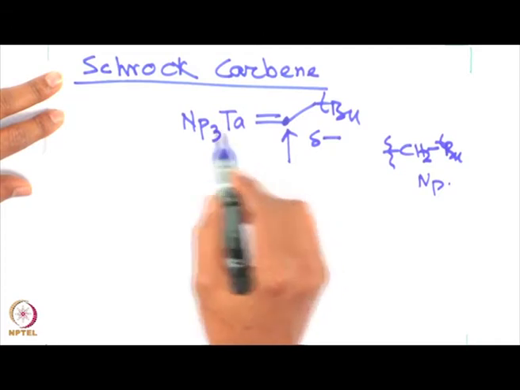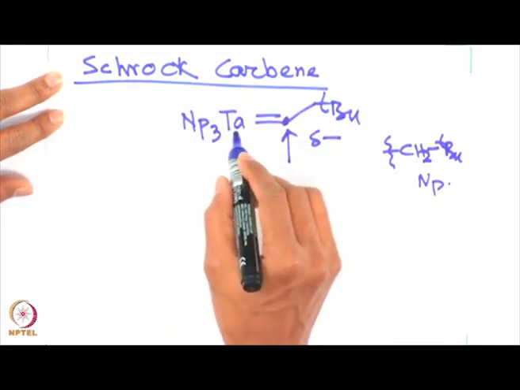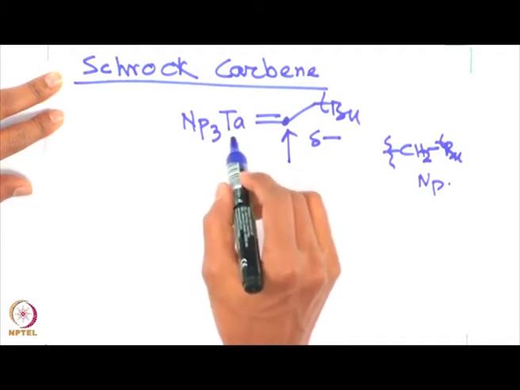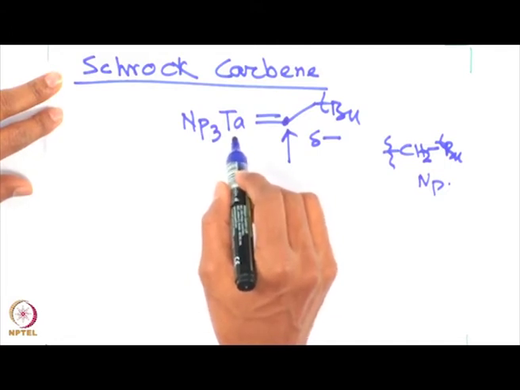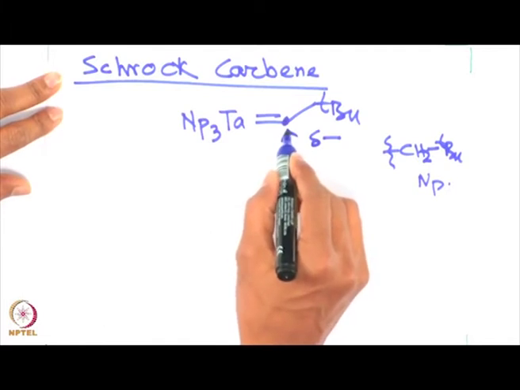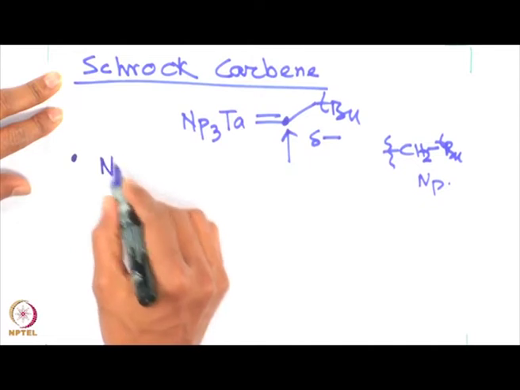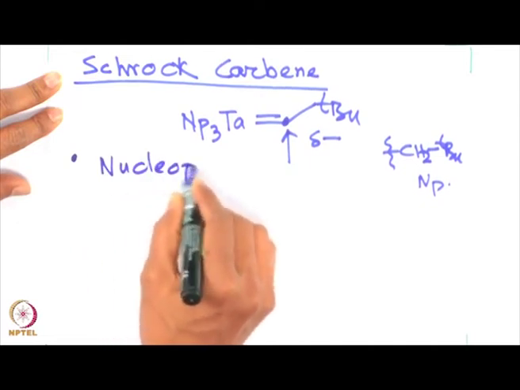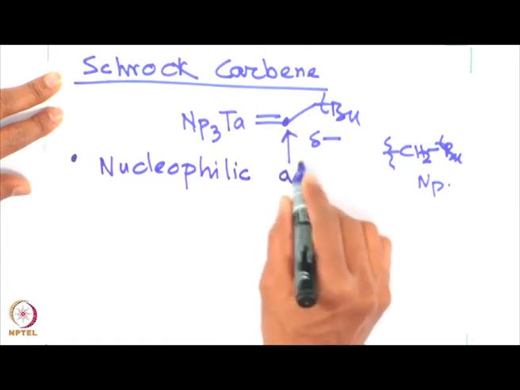Now, if you look at this compound, we have a higher oxidation state for the transition metal. In the case of Fischer carbene, the metal was in a lower oxidation state. Now, you have a higher oxidation state of the metal. In this particular case, this is tantalum 5 plus. The carbene carbon center is nucleophilic in nature. Most importantly, it is going to be nucleophilic as opposed to the electrophilic Fischer carbene center.